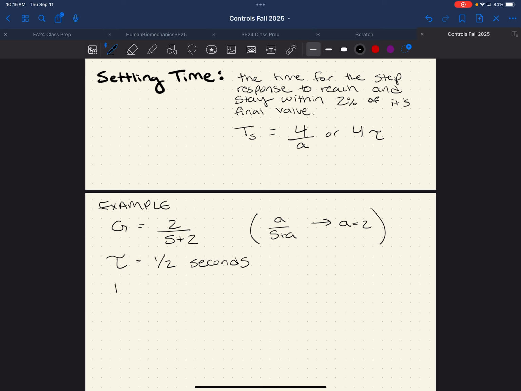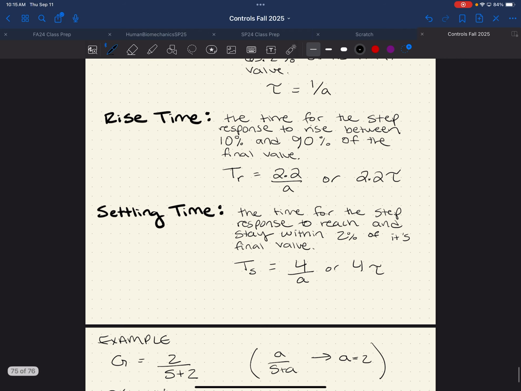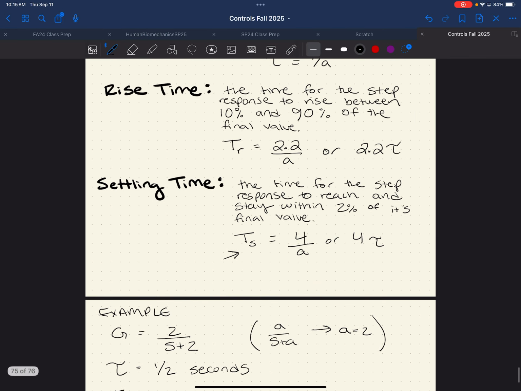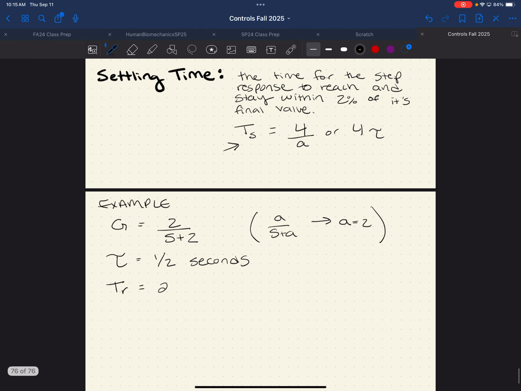What is my rise time? 2. Nope. My time constant was... 4 tau, that's my settling time. Did I say settling time? No, you're right, rise time. Yep. 2.2 over 2, or 1.1. And then my settling time, T S, equals 4 over 2 equals 2.